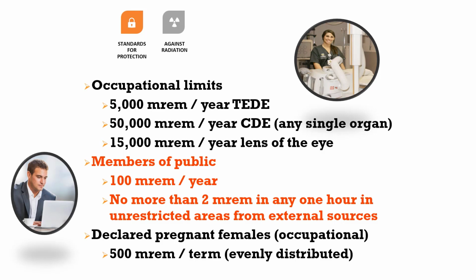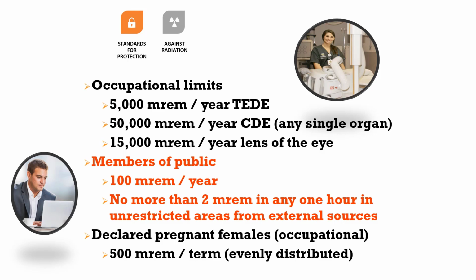That's for occupational limits. How about members of the public? Members of the public should receive no greater than 100 millirems per year in radiation unless it is warranted for their diagnosis and treatment. No more than 2 millirems in any 1 hour in an unrestricted area from an external source is allowed for areas in which the public may be sitting or residing.